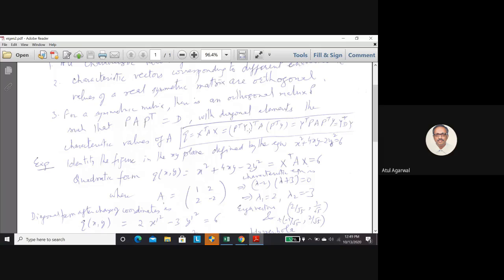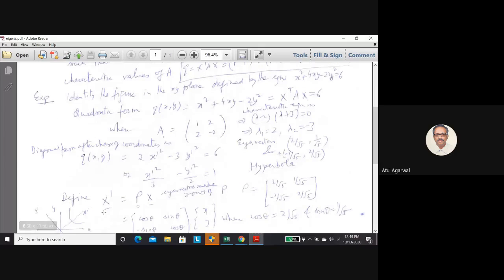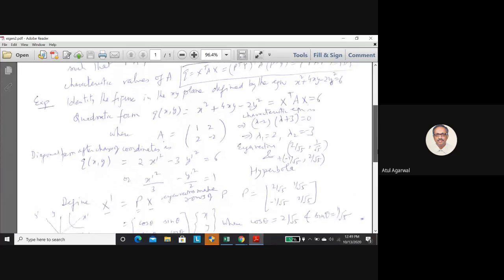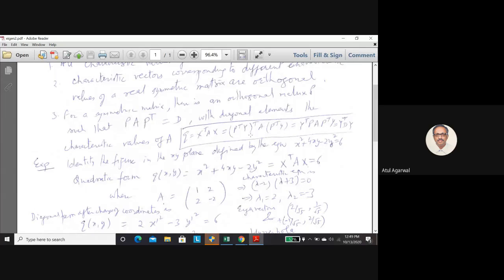This is a new transformed variable. For x prime, I was using... here I had called it x prime. Instead of x prime, you could have called it y. So your x is what? P transpose y. So you take its transpose. Instead of x, again you write P transpose y. This will become y transpose into P A P transpose y. So P A P transpose, you will find, is equal to a diagonal matrix. So y transpose D y. So your original quadratic form will be written like this.